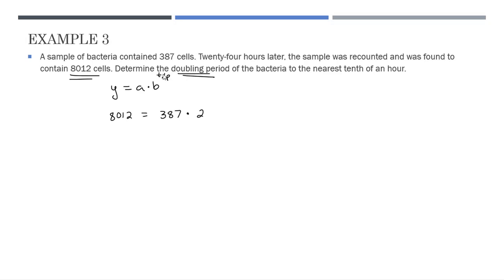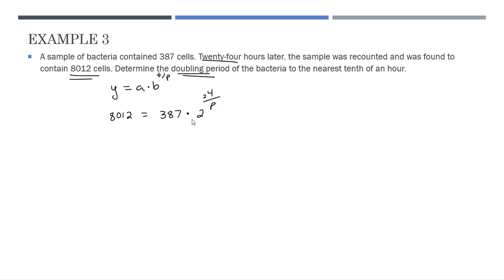And now this time frame. So it looks like we were found over 24 hours. So T is going to be 24. And that looks an awful lot like a 29, so let's fix that up. And then P is actually what we're looking for. What is the period it takes to double?